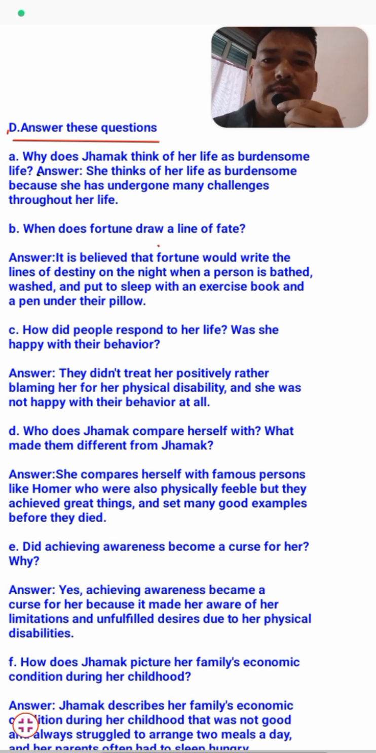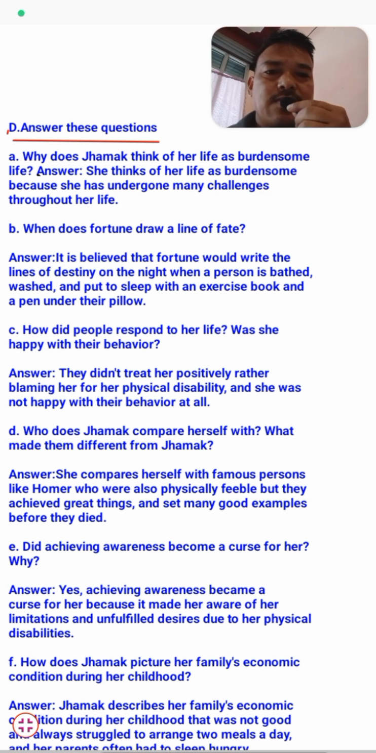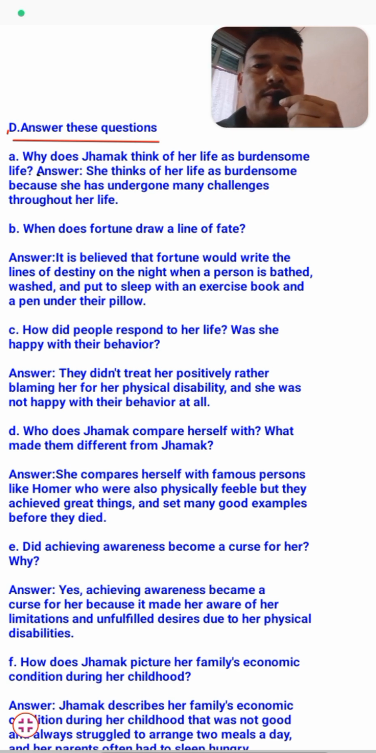And B number is, when does fortune draw a line of fate? Answer is here. It's believed that fortune would write a line of destiny on the night when a person is bathed, washed, and put to sleep with an exercise book and a pen under their pillow. So this is the belief and this is the perception. People thought that the line of destiny will be written on that night when a person is bathed or washed and put to sleep with the exercise book and a pen under the pillow.